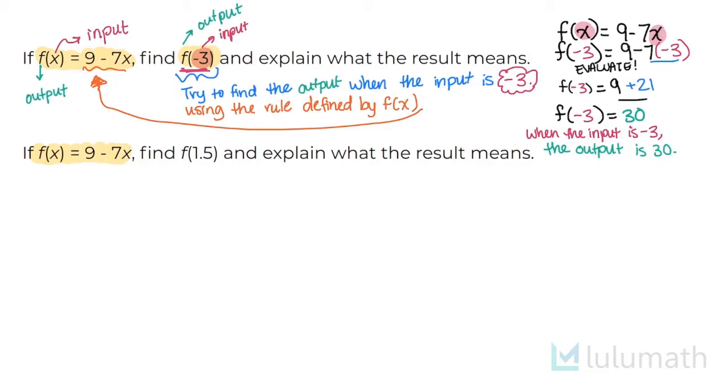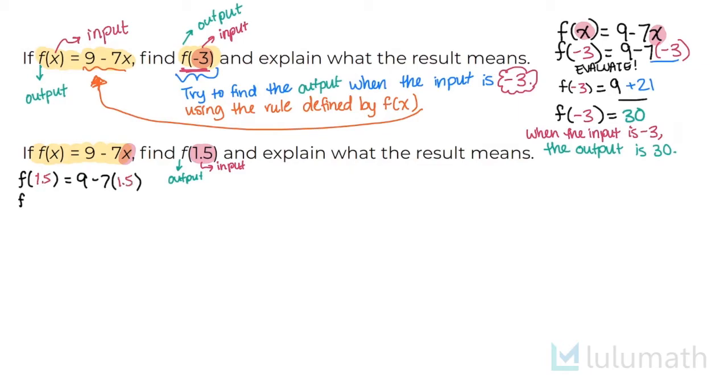All right, in our next example, if f of x equals 9 minus 7x, find f of 1.5 and explain what the result means. Same exact function. Here we have 1.5 as our input, and whatever we get for f of 1.5 will be our output. So here, every time I see an x, I'm going to replace it with 1.5. f of 1.5 is equal to 9 minus 7 multiplied by 1.5. So every time I see an x, I fill in 1.5.